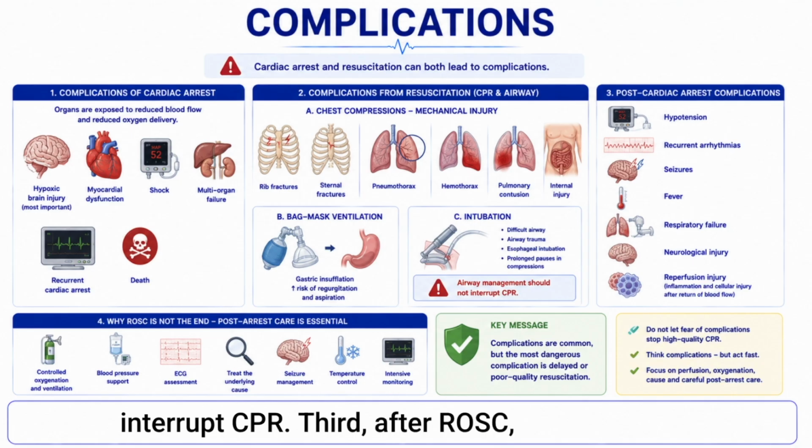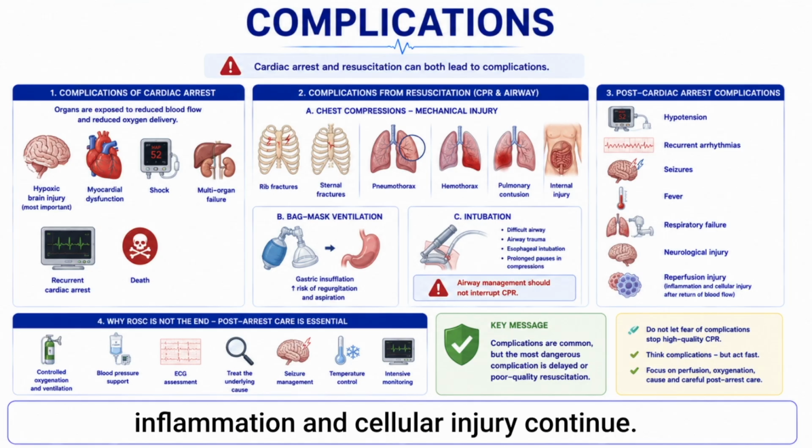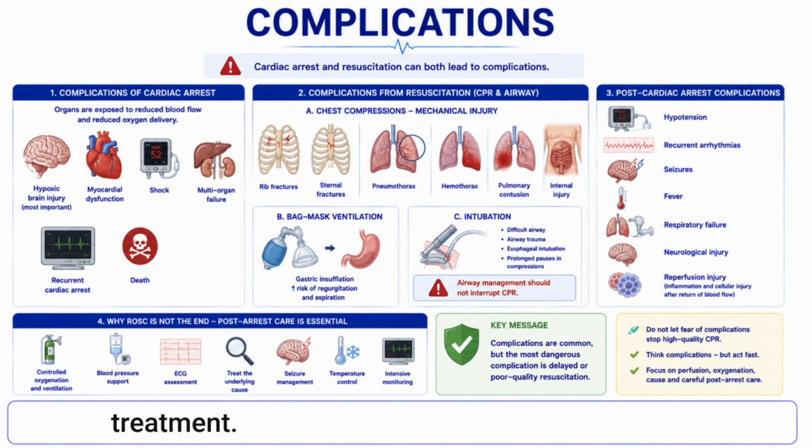Third, after ROSC, the patient can develop post-cardiac arrest complications. These include hypotension, recurrent arrhythmias, seizures, fever, respiratory failure, and neurological injury. The patient may also develop reperfusion injury, where blood flow returns but inflammation and cellular injury continue. This is why ROSC is not the end of treatment.